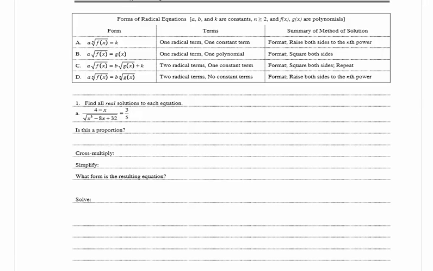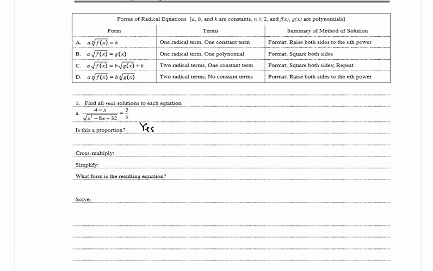In A, we have (4 minus x) divided by the square root of x squared minus 8x plus 32 is equal to 3 divided by 5. And it asks, is this a proportion? And the answer is yes, because we have a single fraction on both sides, so we can cross multiply. And now they want us to cross multiply.